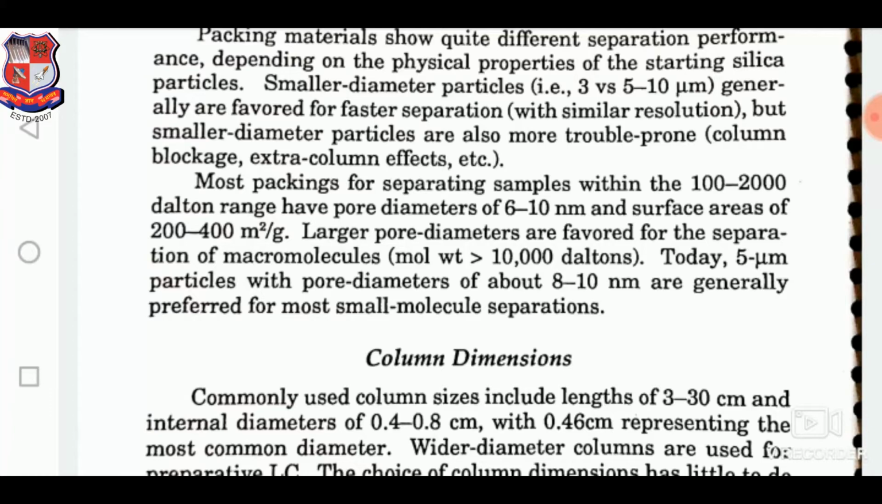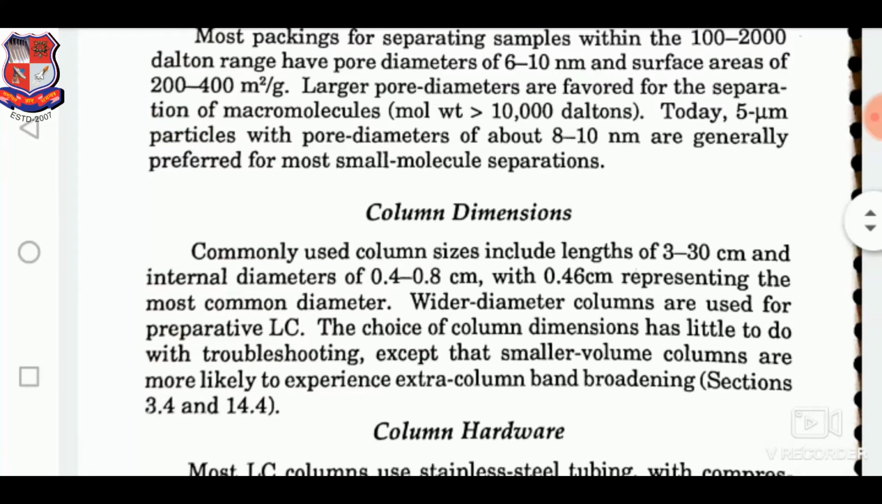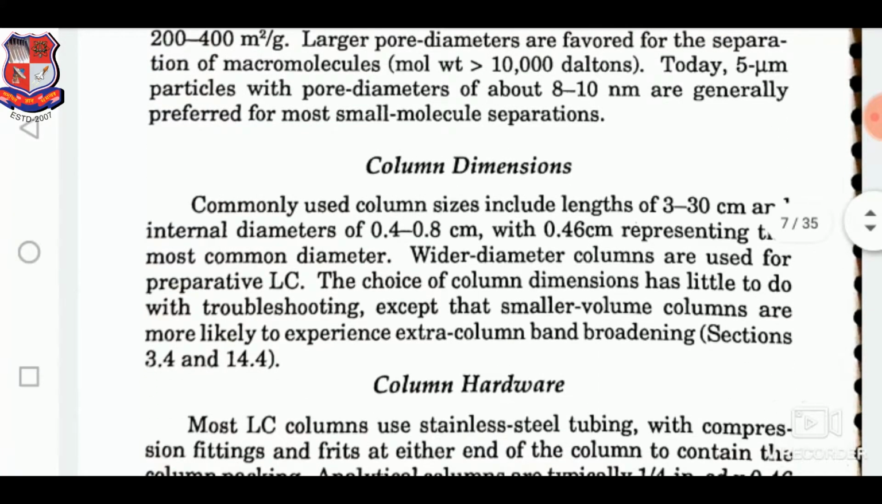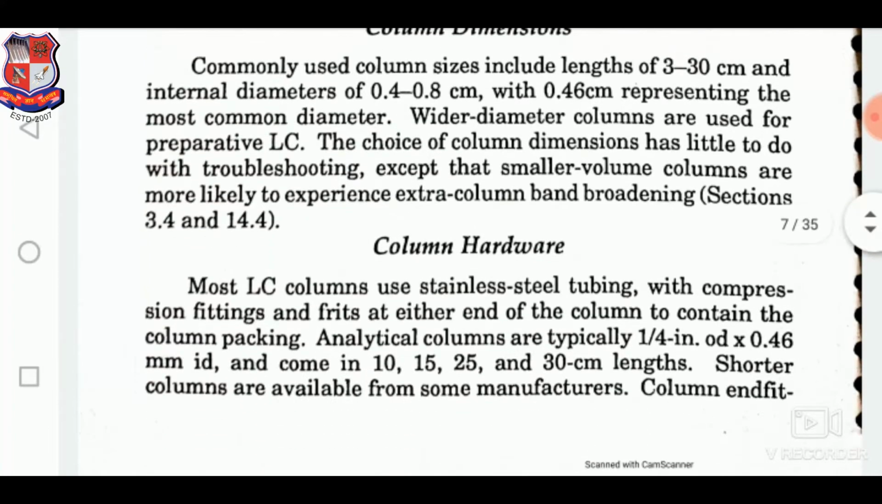So in bioanalytical method development, 5 micrometer columns are used for faster separation because the runtime is very low, 5 to 10 minutes. Column dimension: the column length of 3 to 30 centimeter is commonly available in the market. Internal diameter is 0.4 to 0.8 centimeter, with 0.46 centimeter representing the most common diameter. Wider diameter columns are used for preparative purposes for the separation.